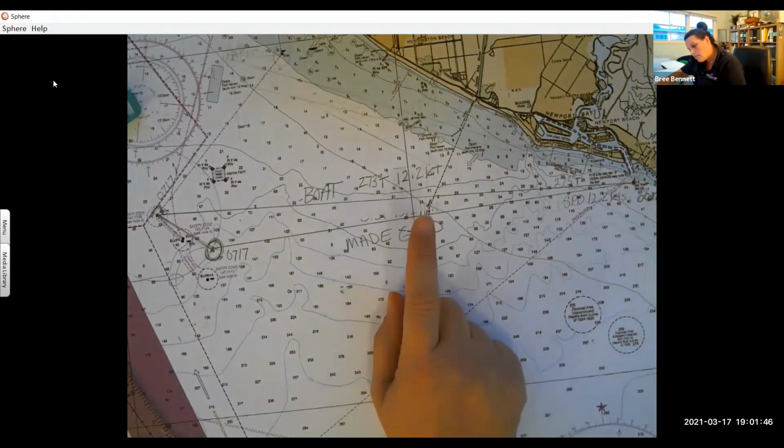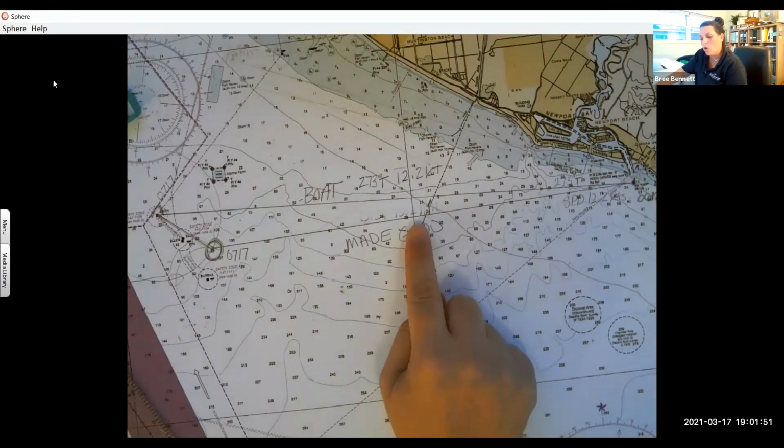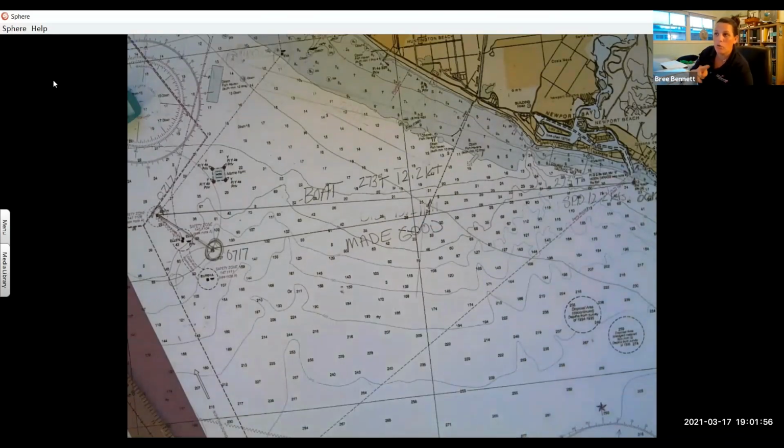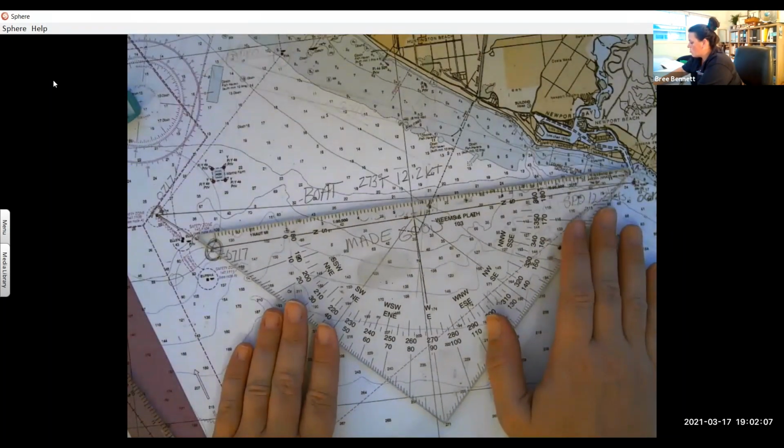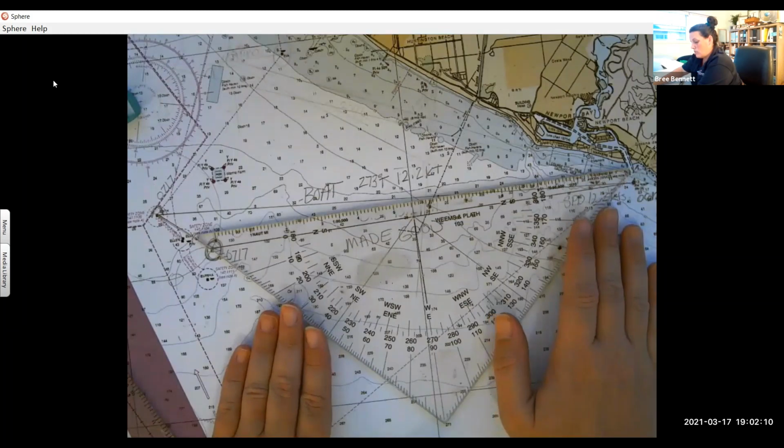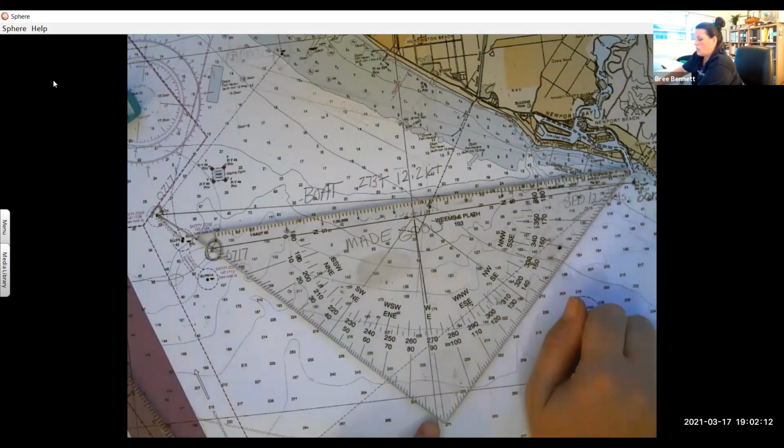Okay, so I think it asked us, what was our made good? What was our course over ground and speed over ground? Again, you could use these made good or over grounds interchangeably. So I'm gonna measure this line, see what our course over ground was. I got about 2 ticks over from 270, so that would be 268.